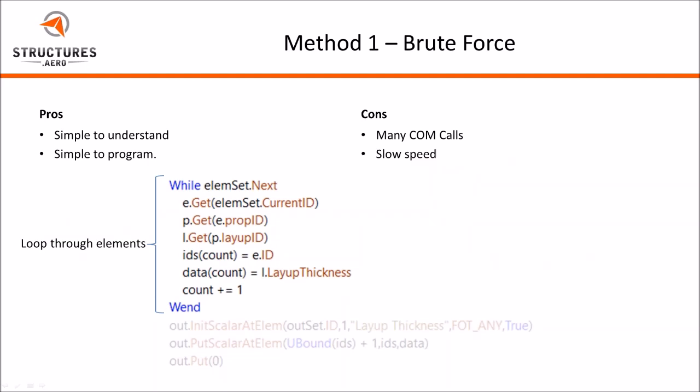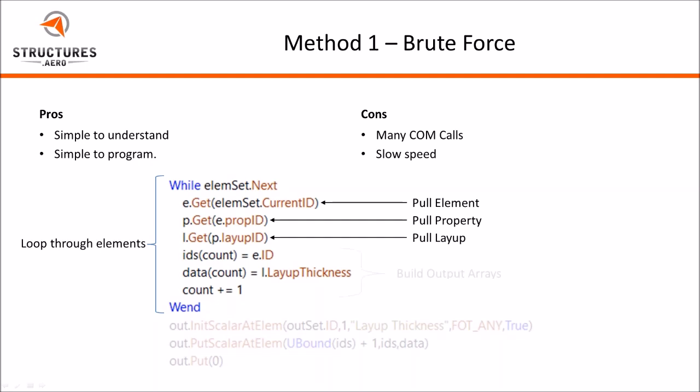It's simple to understand, it's simple to program, but the con here is it does require a lot of COM calls, which I'll show in a minute, and will end up being very slow. But in this loop, we need to pull the element so we can get the property ID. With that, we need to pull the property so we can get the layup ID, because these are laminate elements. And then we need to pull the layup so that we can access that layup thickness property.